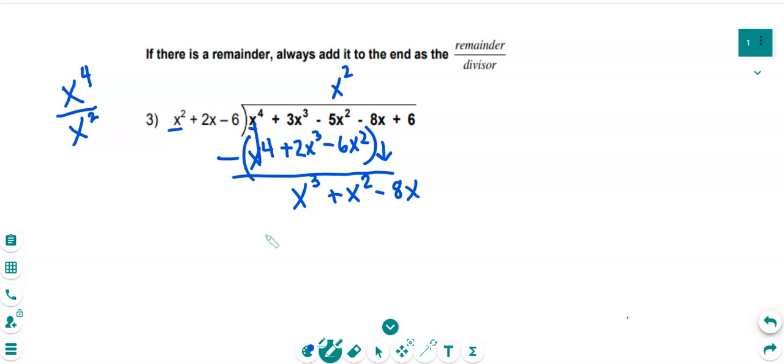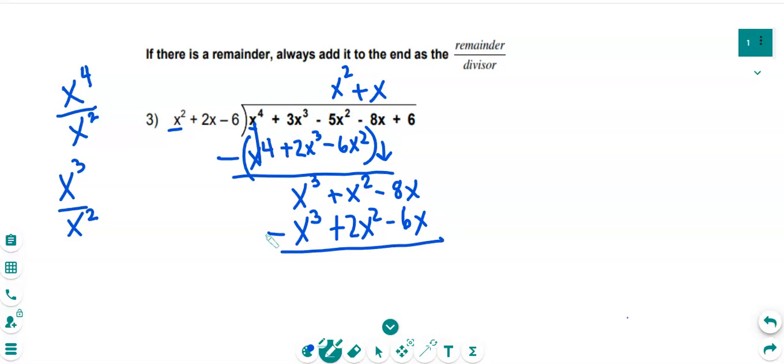So x squared divides into x to the third power. Again, if you want to, you can write a fraction. We can see that's going to cancel to x. So positive x, then we take that positive x and we multiply it by that polynomial. So x times x to the second power is x to the third power. X times 2x is 2x squared. X times negative 6 is negative 6x. And we subtract that entire polynomial.